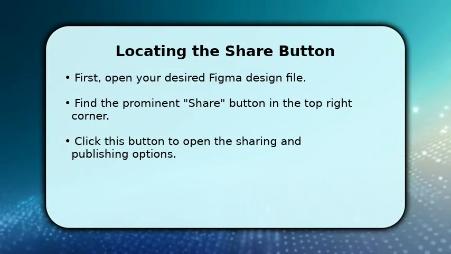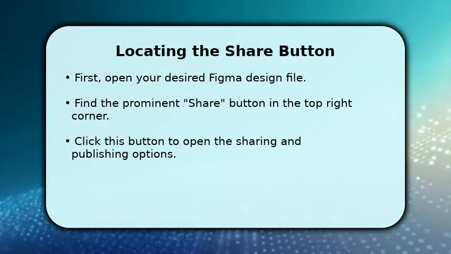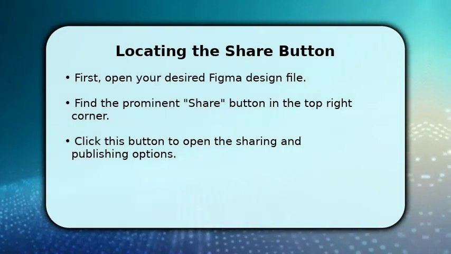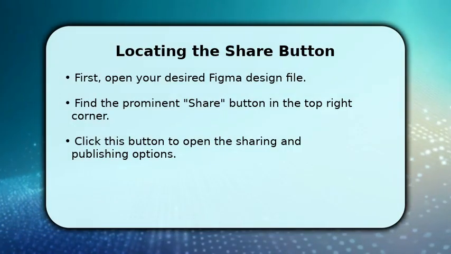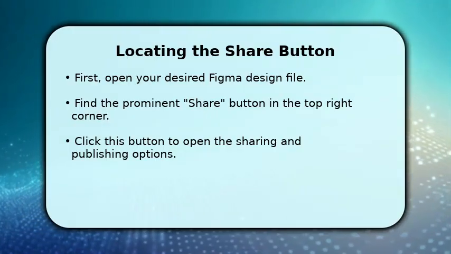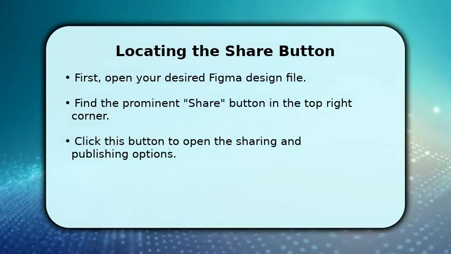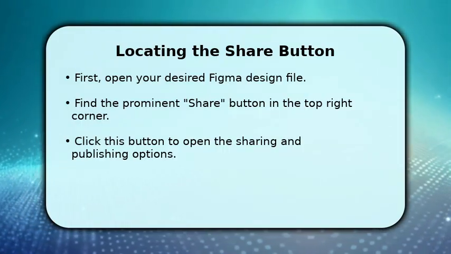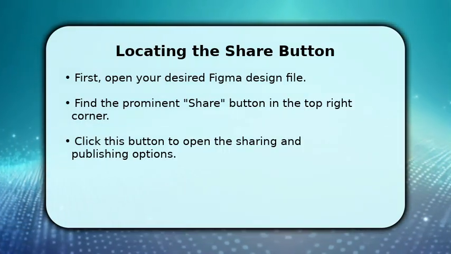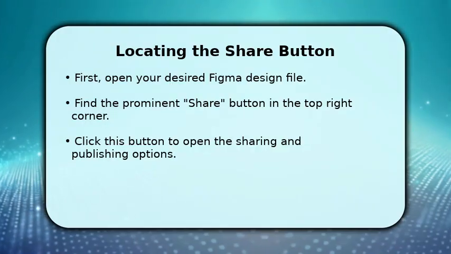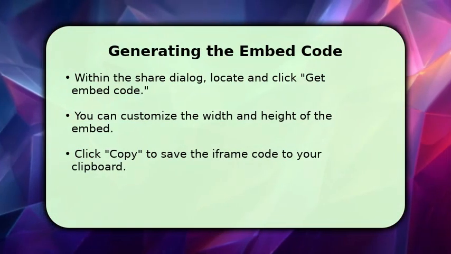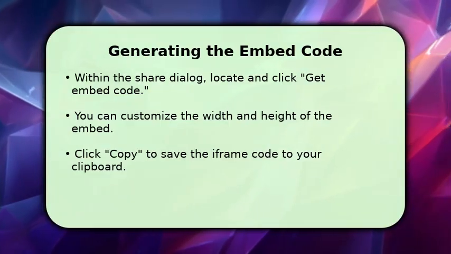To begin, navigate to the specific Figma design file you wish to embed. Once your file is open in the editor, direct your attention to the upper right-hand corner of the interface. You will clearly see a blue button labeled Share. Clicking this button will reveal a comprehensive menu of sharing and publishing functionalities, providing you with several options for how to distribute your design. After clicking Share, a dialog box will appear.